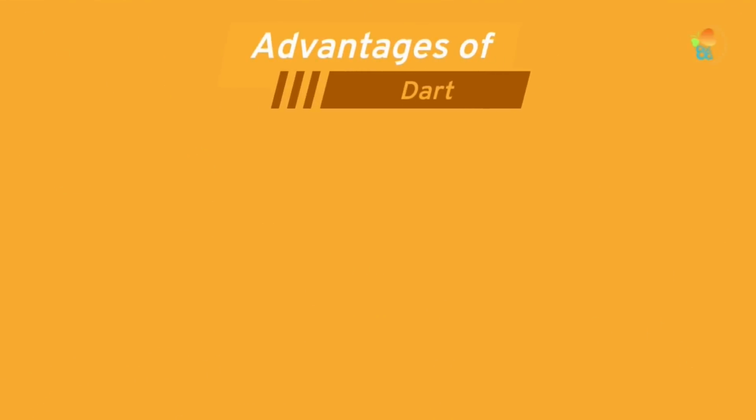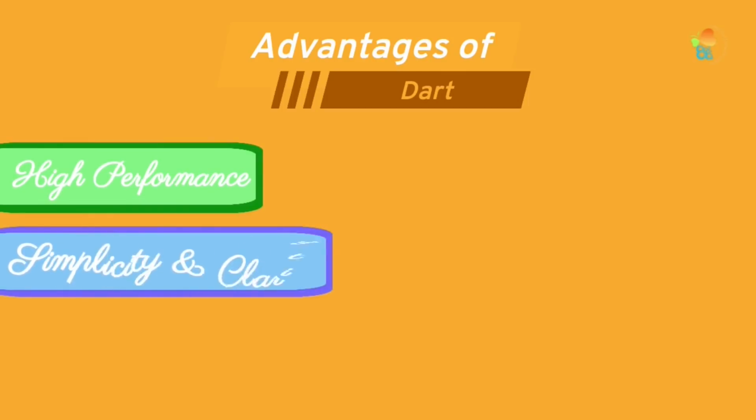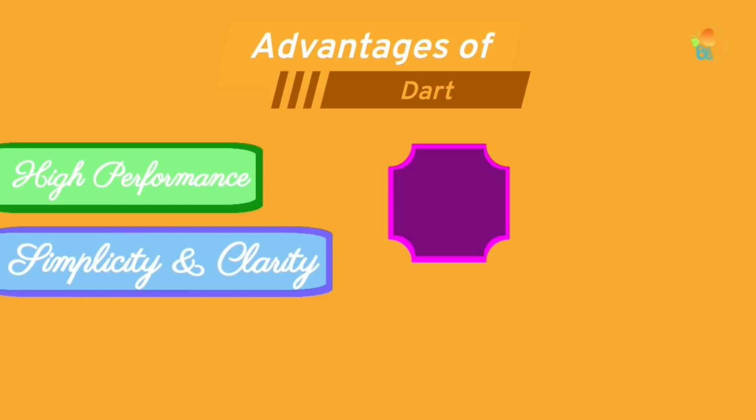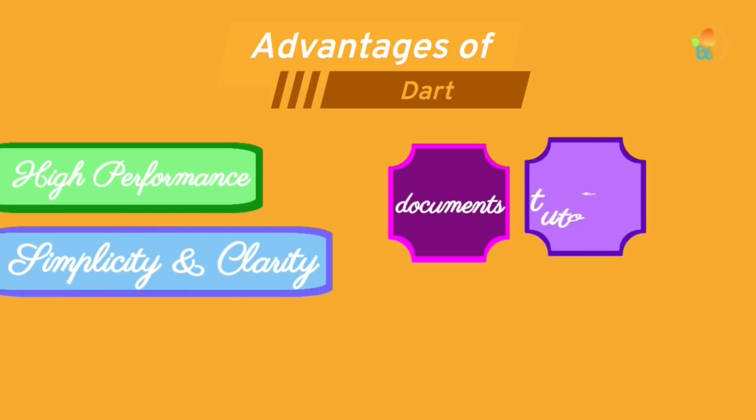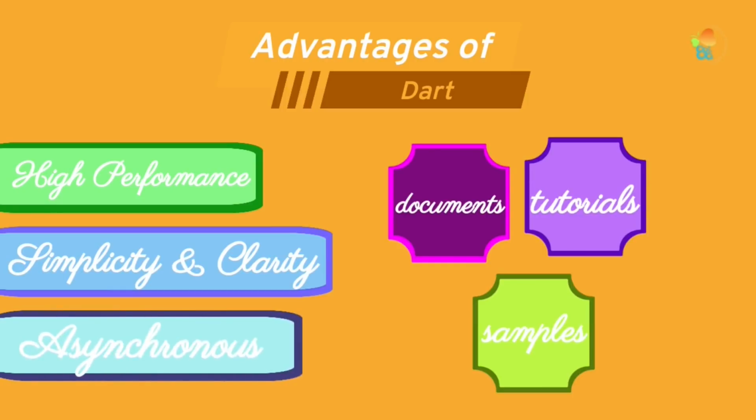Dart has many advantages. One of the main advantages is its high performance. Another advantage is its simplicity and clarity when you use it, and most importantly when you have to learn it. It has great documents, tutorials and samples. Furthermore, asynchronous programming is one of the most powerful features of this language. We will dive into this in an upcoming section.